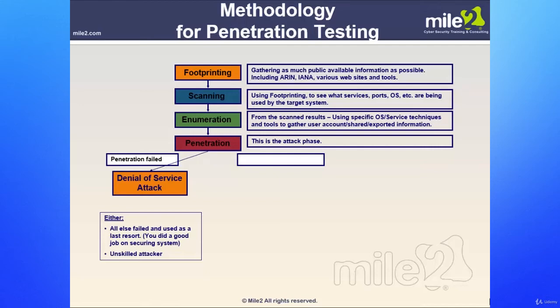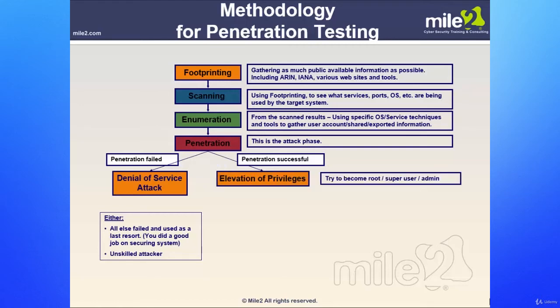But a lot of times the attacker will take the approach of, hey, if I can't have it, nobody can have it, kind of thing, right? Now, in a real pen test, however, unless authorized to do so, you will not be doing a denial of service attack if the penetration fails. Just keep that in mind.